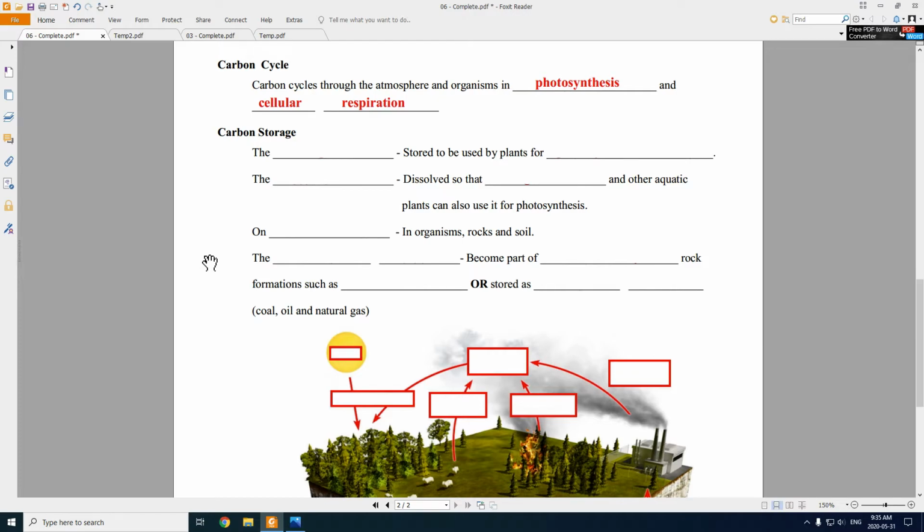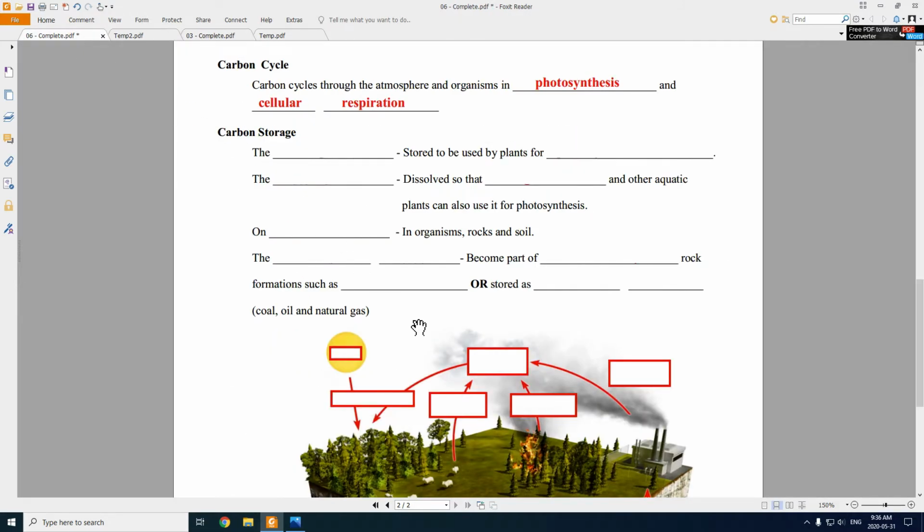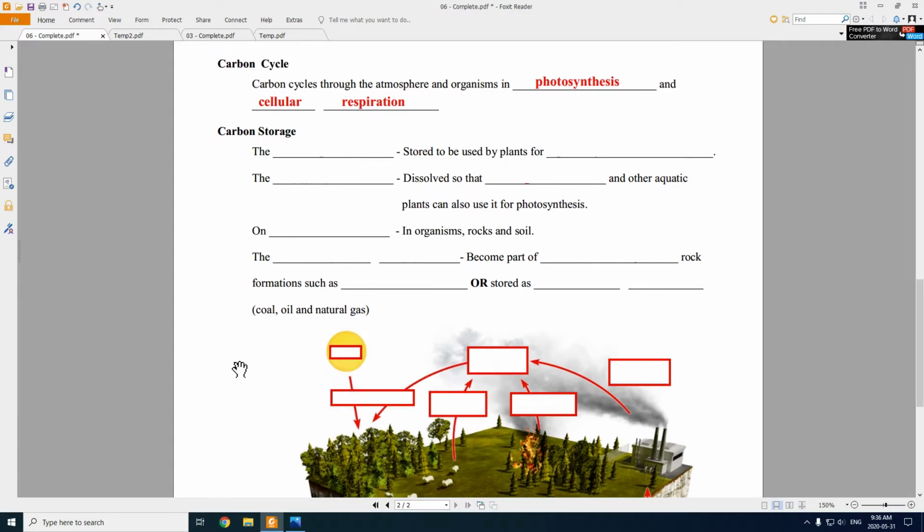Cellular respiration, this was when plants or animals will take that sugar and break it back down, and they'll get the energy out of it. And you'll notice that that now takes the carbon from a solid form and puts it back into carbon dioxide, into a gas. All right, so we'll look at the cycle in a second, but first of all, let's look at where some of this carbon is stored.